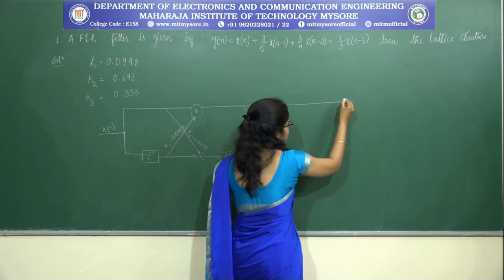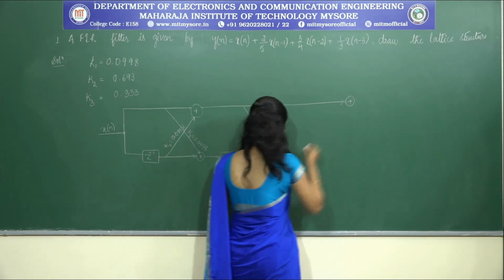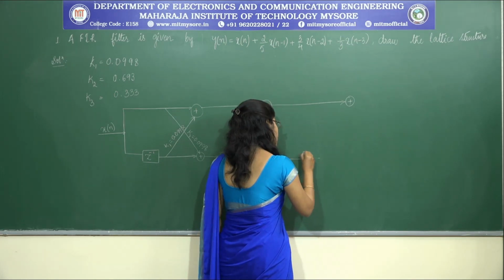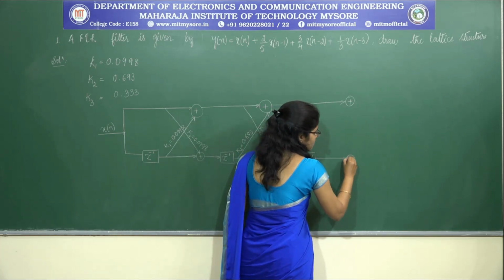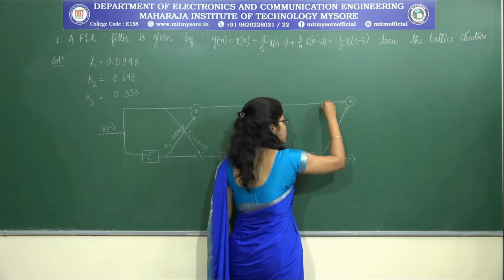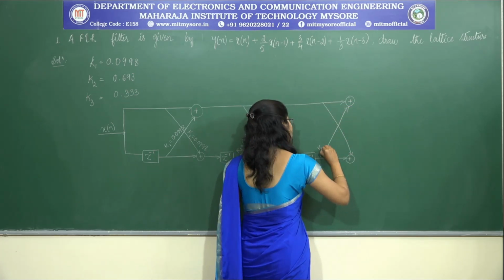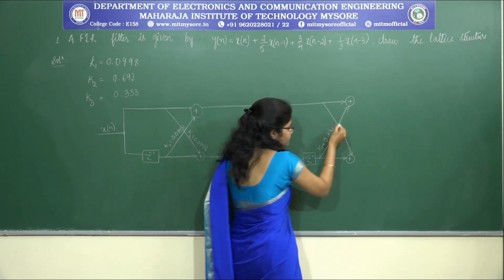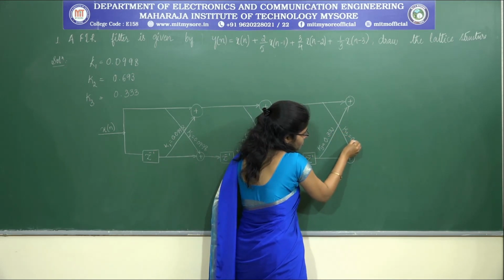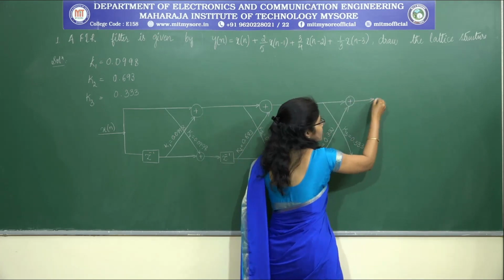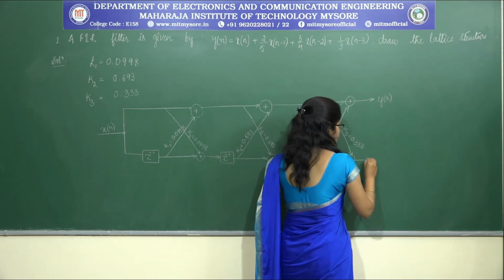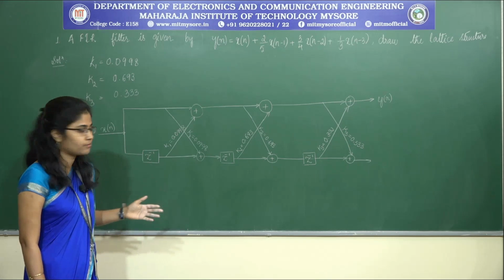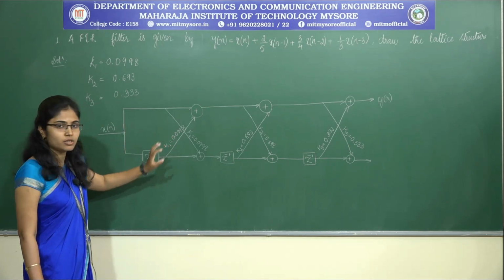This output is fed to the next adder. This is delayed once, z bar minus 1. The next adder, we give this input to the top adder, from there we give it to the bottom adder. Here the coefficient is k3 and the value of k3 is 0.333. Here also we take k3, which is equal to 0.333, and here the output which we get is y of n. So this is nothing but the structure of lattice FIR filter, that is lattice structure for FIR filter. So the standard structure remains as it is.